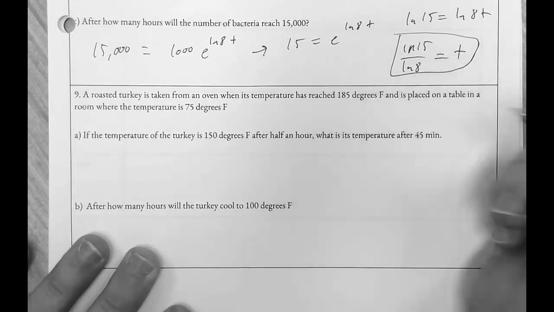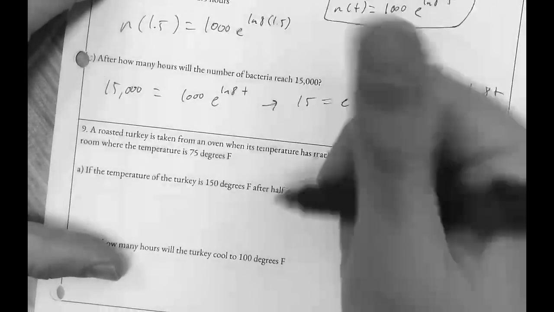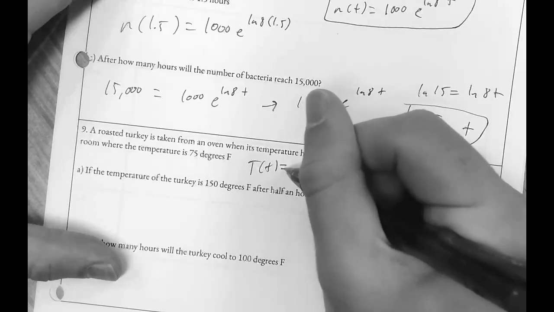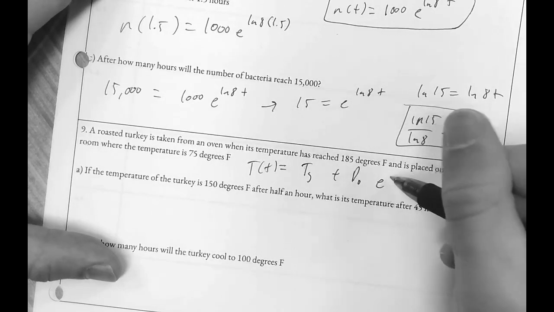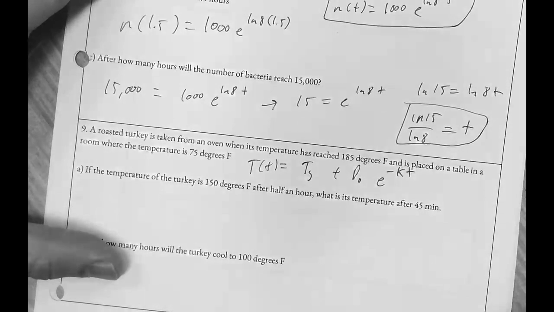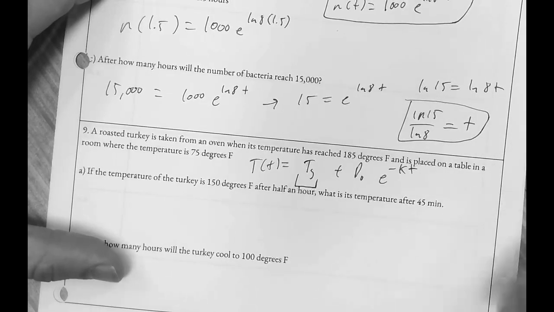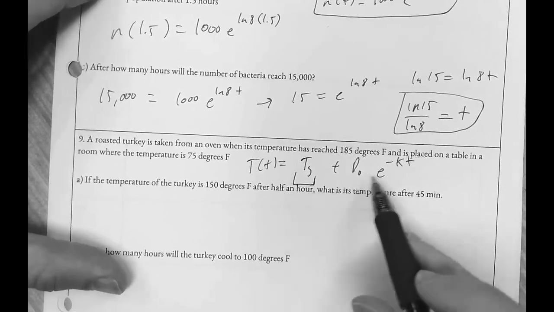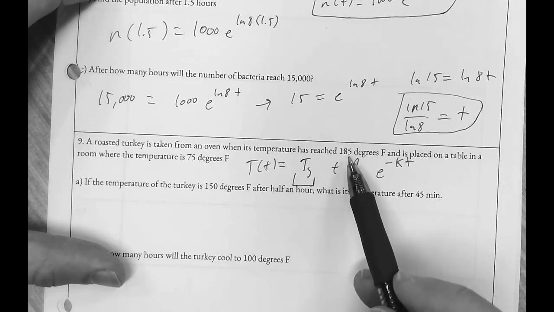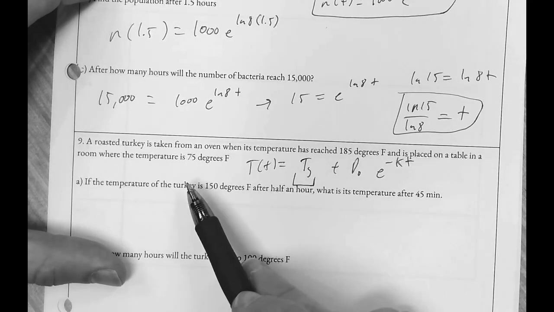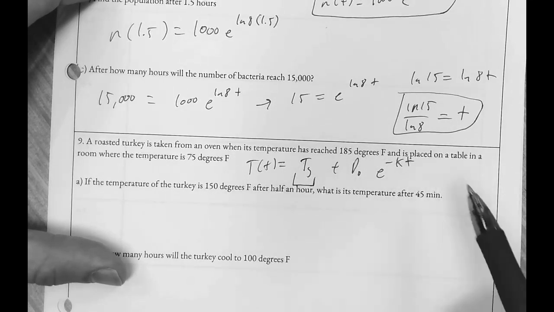The formula is T of t equals Ts plus D naught e to the negative kt. Okay, and this Ts, very importantly, is the ambient temperature. So Ts is the ambient temperature. D naught is the difference between the substance temperature and the surrounding temperature. K is a constant for this particular turkey, and t is time.